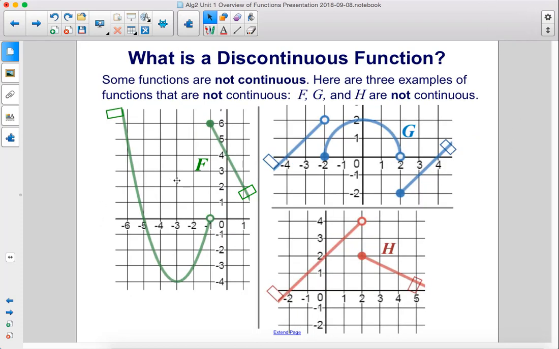Some functions are not continuous. Here are three examples of functions that are not continuous. F, G, and H are not continuous.